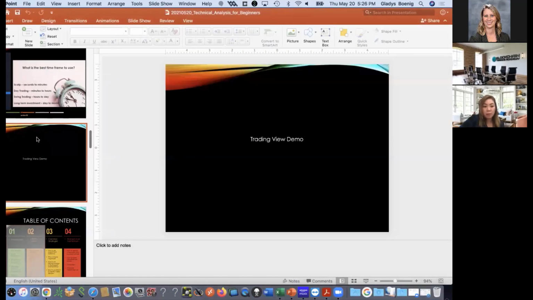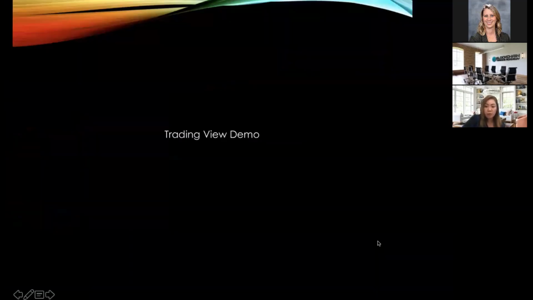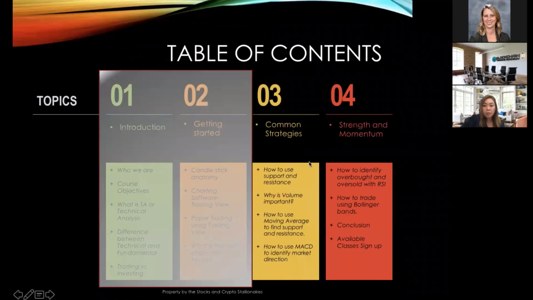So now that you guys know about the time frame, we're going to move on and see how we could identify the support and resistance at different time frames and how you could use this to your advantage. And then we're going to observe the volume, and then we're going to talk about moving averages, and then the MACD.